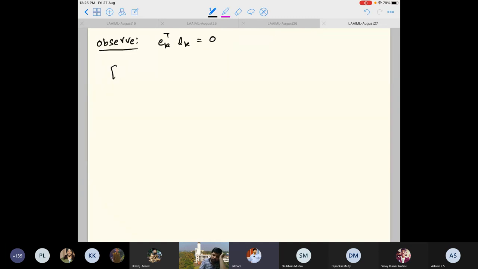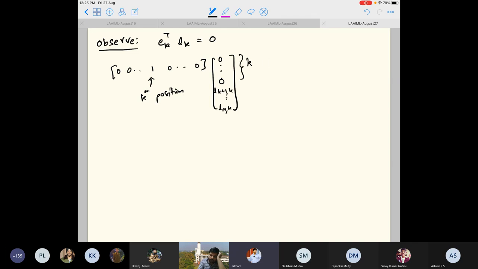EK transpose is 0, 0, 1, all zeros, with the 1 in the kth position. And what is LK? LK has the first k positions 0, and then you have LK plus 1 K, so on and so forth, up to LMK. These are the first k positions, and these are the remaining m minus k positions. If you multiply these two vectors in the inner product, what will you get? What is the inner product?